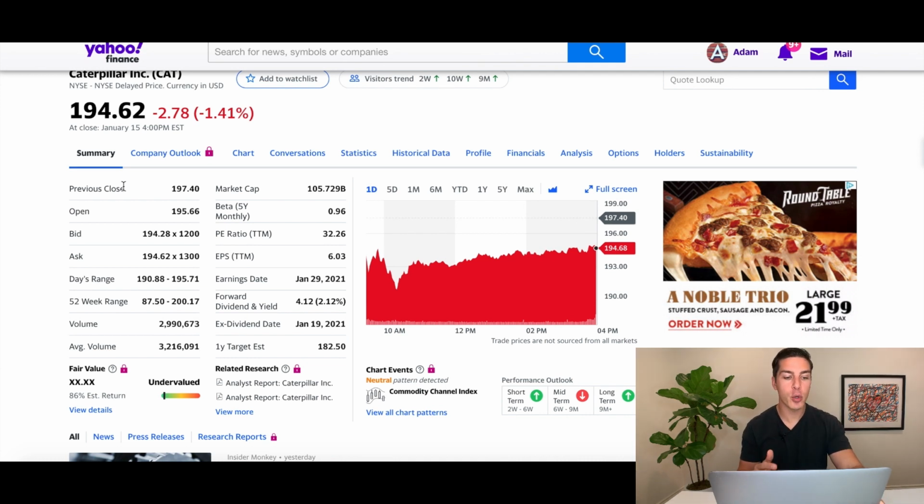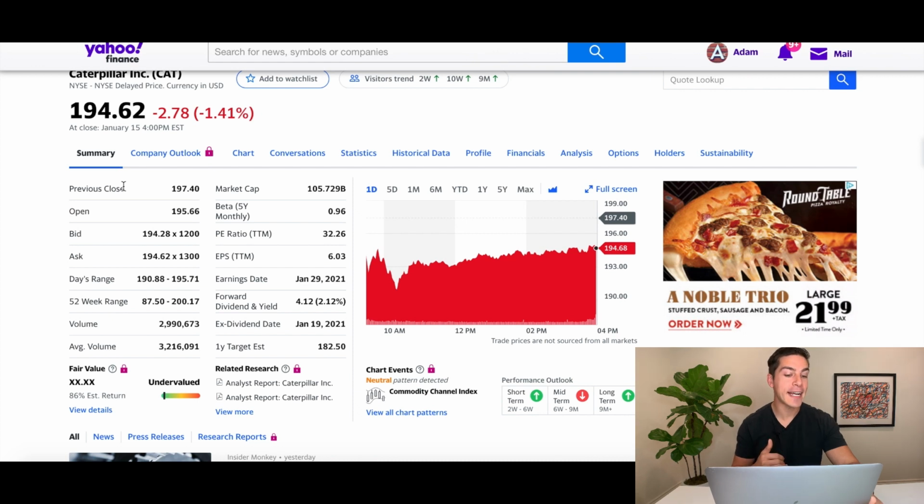Below the previous close, you have the open. Now this is the price of the stock at the beginning of the trading day, so at 9:30 a.m. Below that, you have the bid and the ask. The bid is what people are willing to pay for this stock, and the ask is what people are willing to sell this stock for.